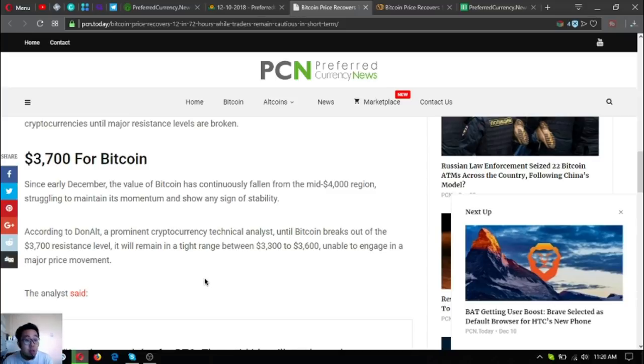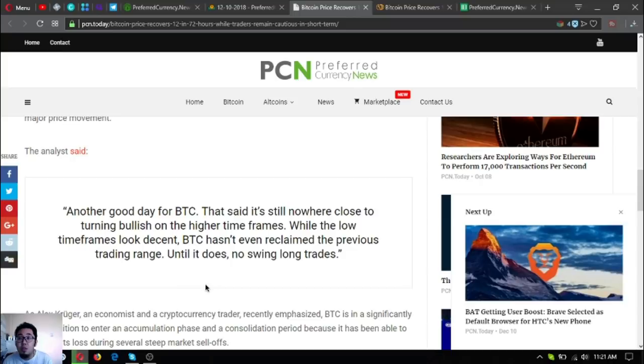According to Donald, a prominent cryptocurrency technical analyst, until Bitcoin breaks out of the 3,700 resistance level, it will remain in a tight range between 3,300 to 3,600, unable to engage in a major price movement, the analyst said. Okay, so another good day for BTC. That said, it's still nowhere close to turning bullish on the higher time frames. While the low time frames look decent, BTC hasn't even reclaimed the previous trading range. Until it does, no swing long trades.